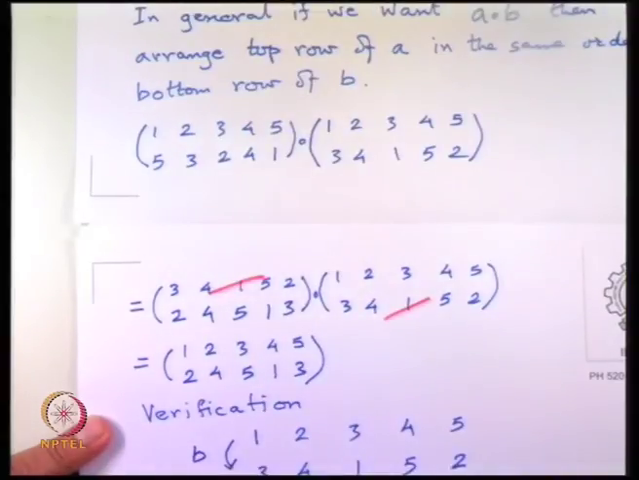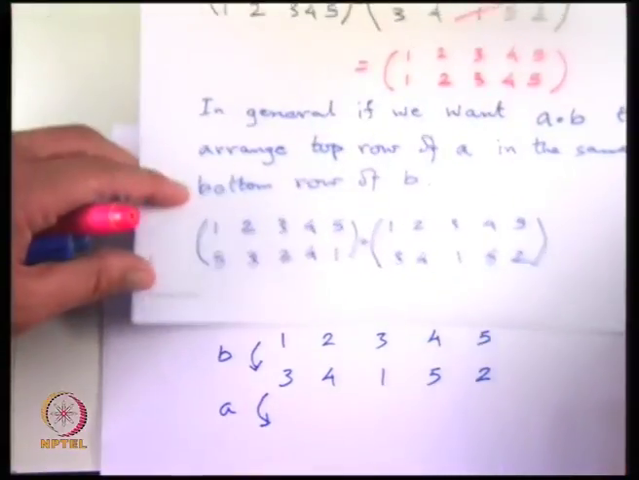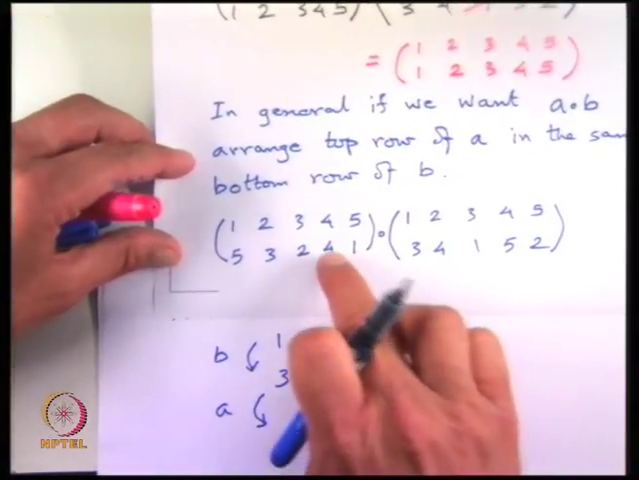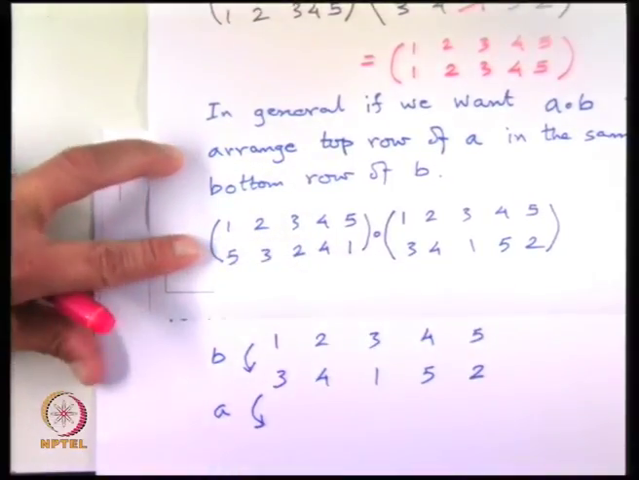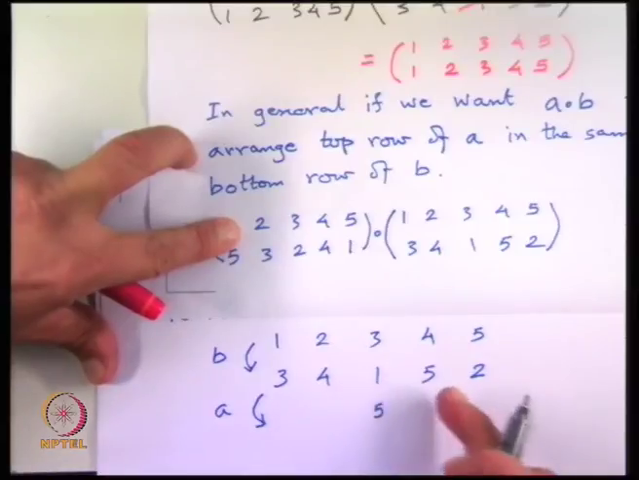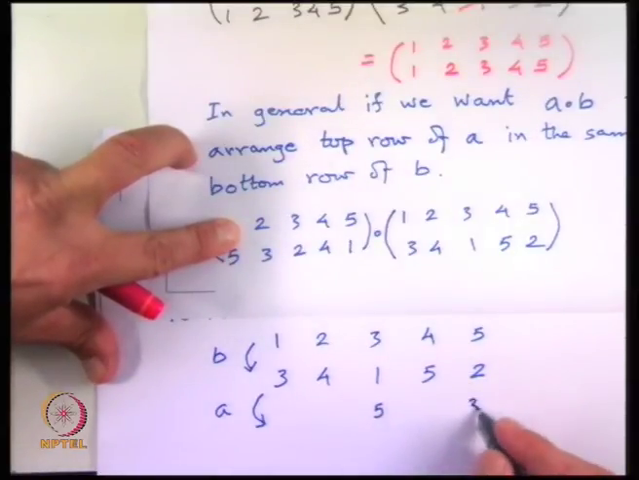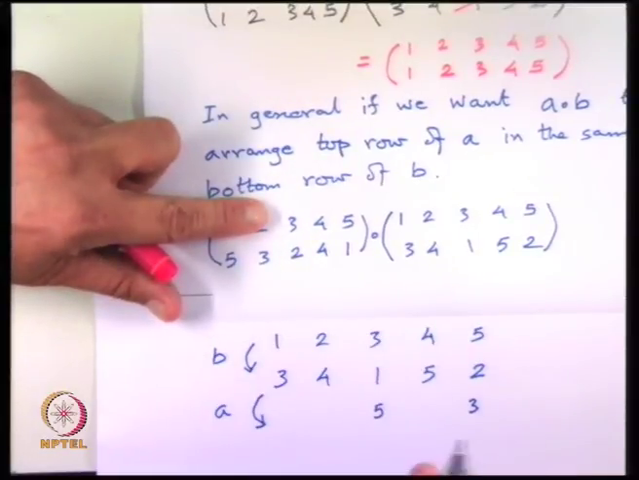Now if I want to do A, well, let us look at what is A. I bring back here what is A. A says that 1 goes to 5. That means that I have to replace this by 5. 2 goes to 3. So this is 3. Is this visible? Yeah. So 3 goes to 2. So this becomes 2. And 4 remains 4. And 5 goes to 1.